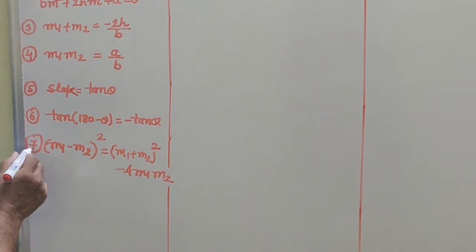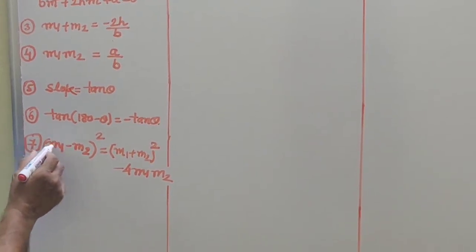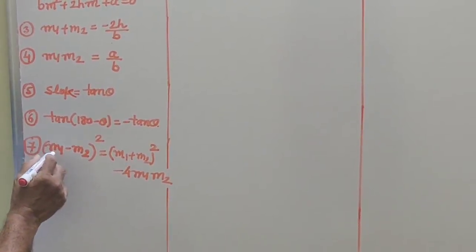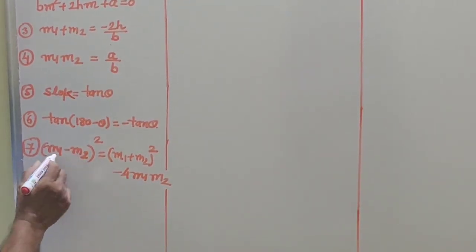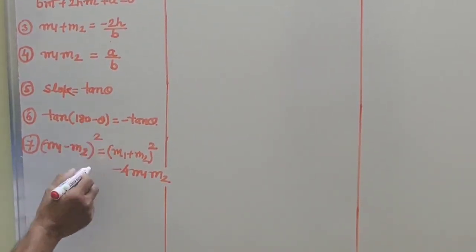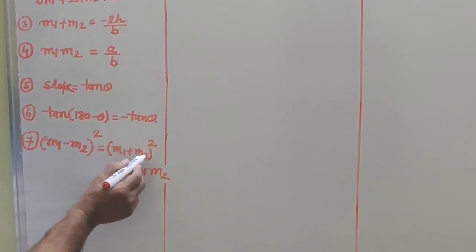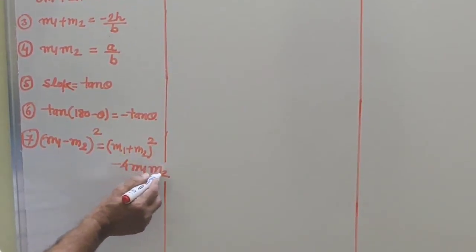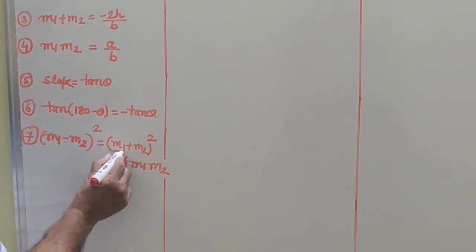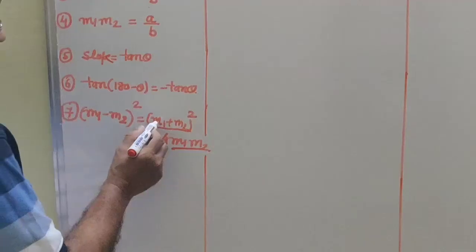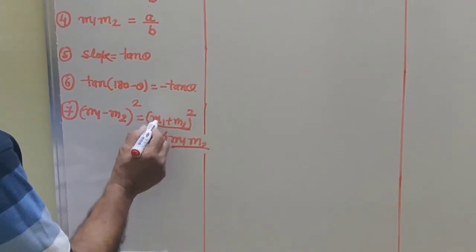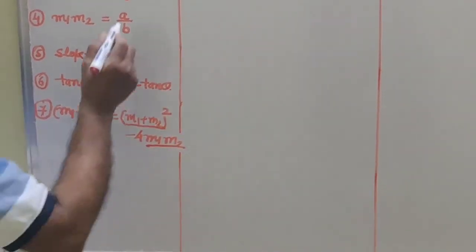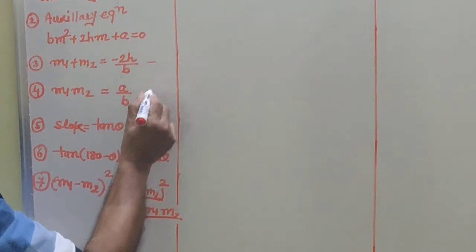The seventh important note is, when you have to find the difference of the slopes, you can apply the formula (m1 minus m2) whole square is equal to (m1 plus m2) whole square minus 4 m1 m2, because here m1 plus m2 is the sum. What is m1 m2? This can be found by using this formula.